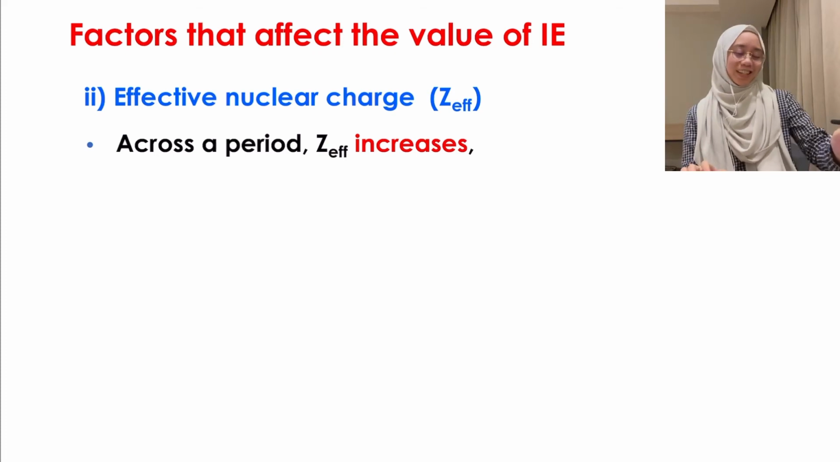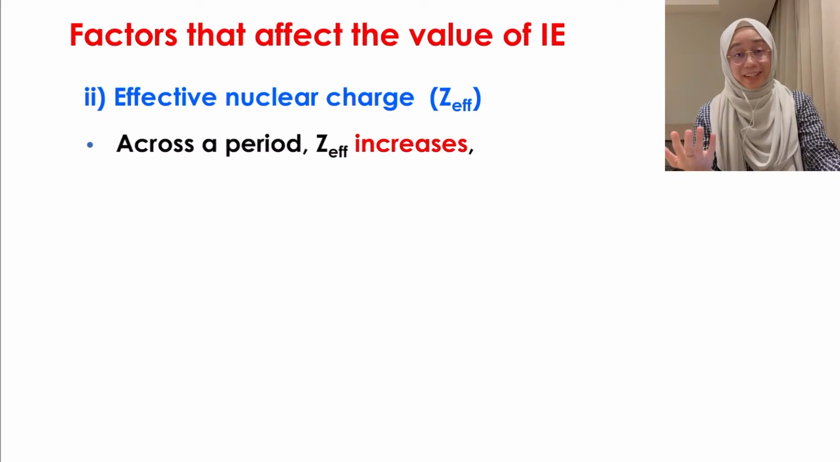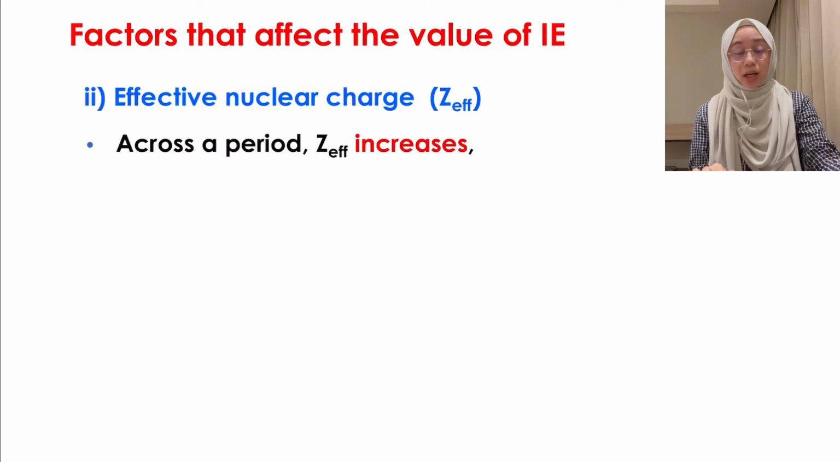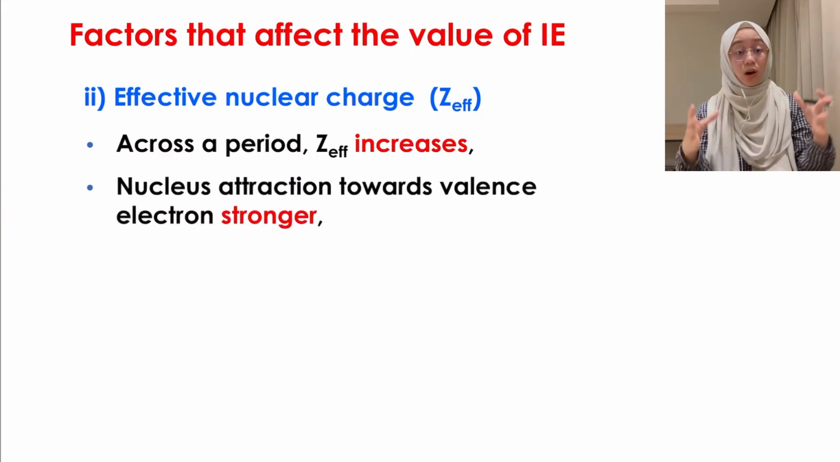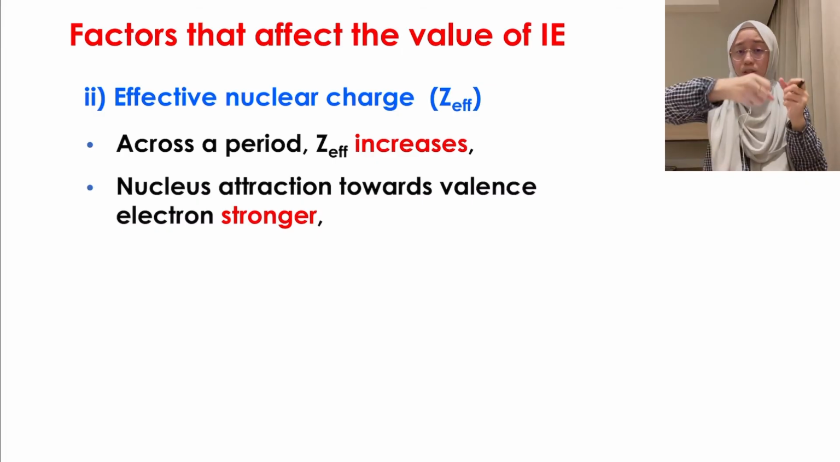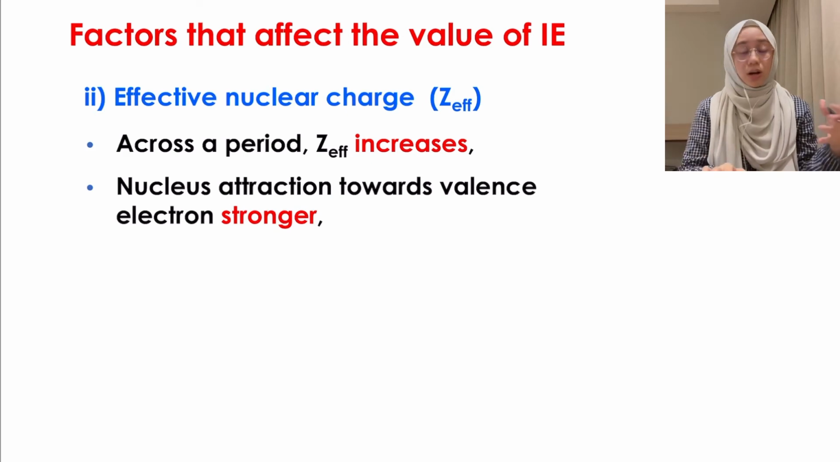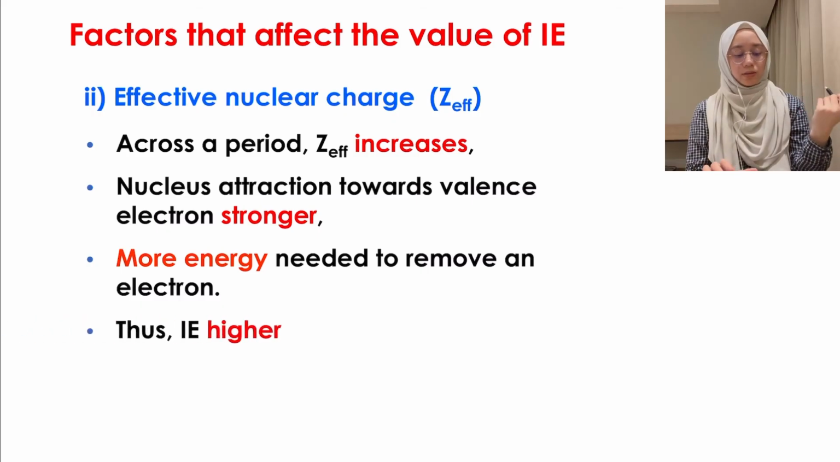Kita tengok effective nuclear charge. Okay, so effective nuclear charge ni specifically we are talking about a cross period lah sebenarnya. Okay, the one yang cross period. So across period we know that effective nuclear charge increases, meaning the attraction forces between the nucleus and also the valence electron are strong. Okay, so if the attraction forces are strong, so will you need more energy to remove the electron ataupun less energy? So since the kuat, of course you will need more energy to pull out one electron from the atom. Therefore, the ionization energy will be higher then. Okay, so yes, IE higher.